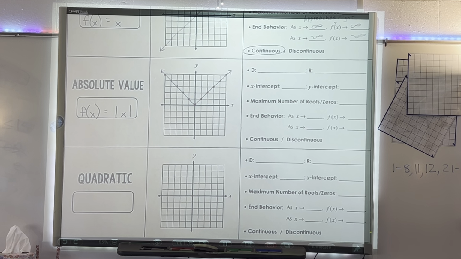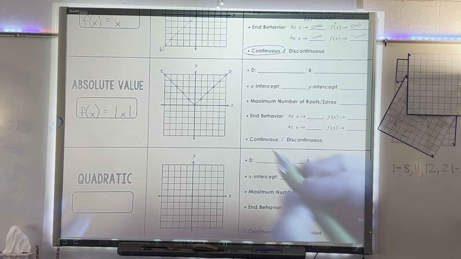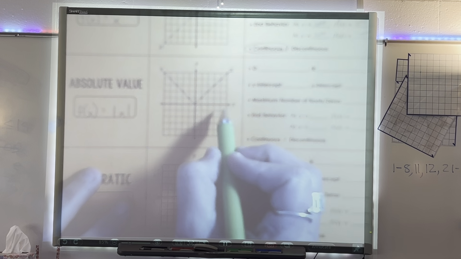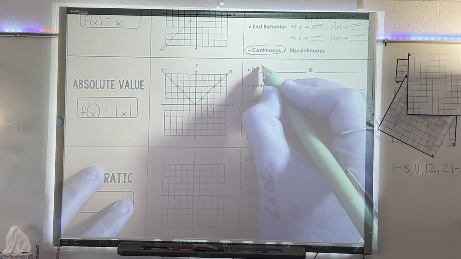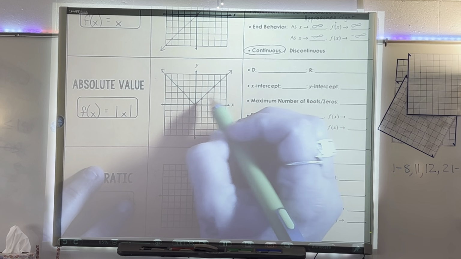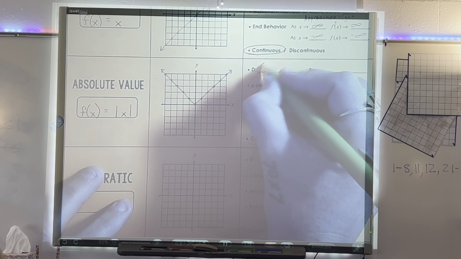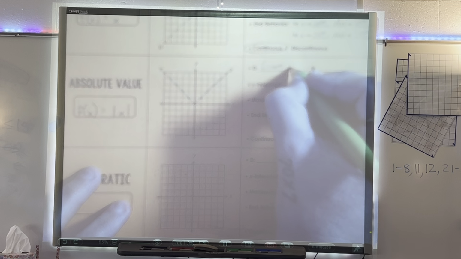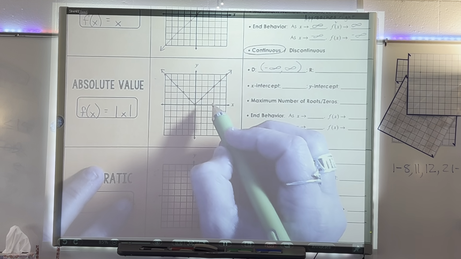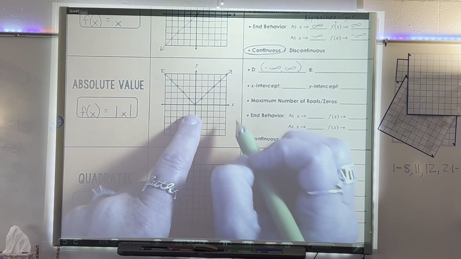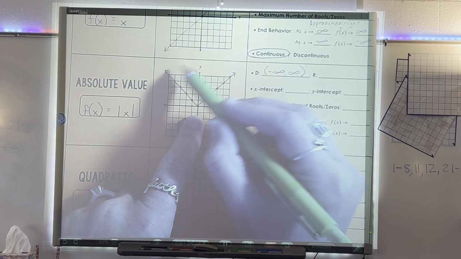So an absolute value function and a quadratic function are very, very similar. They operate a lot the same way. So if I look here in my domain, as I go to the right towards positive infinity, f of x goes forever. As I go to the left, it goes forever. So I'm going negative and positive infinity.